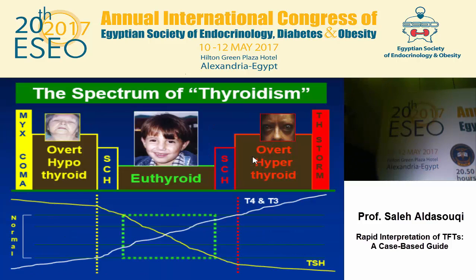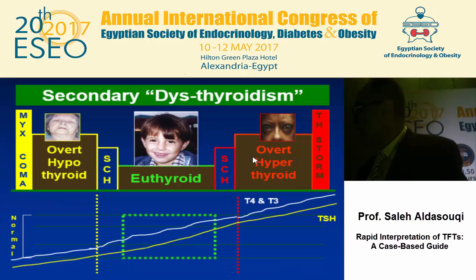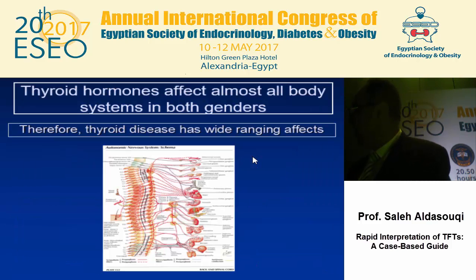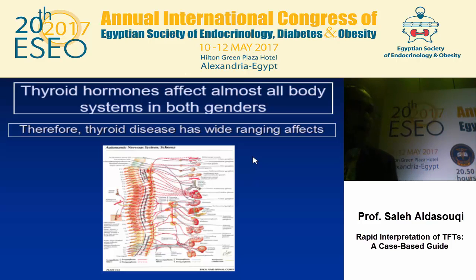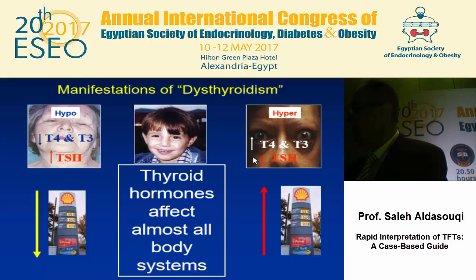And if you put the TSH in yellow and the T4 and T3 in white here, then in the primary form, the two go opposite to each other, like you see here. And the secondary, as you know, they go together. So we always have to remember that. And thyroid hormones affect much of the body through the sympathetic system, and therefore you see that you've got a lot of symptoms of hypo and hyperthyroidism.